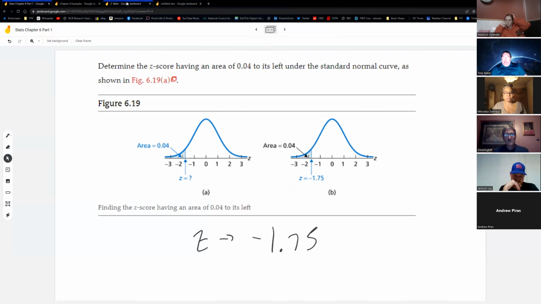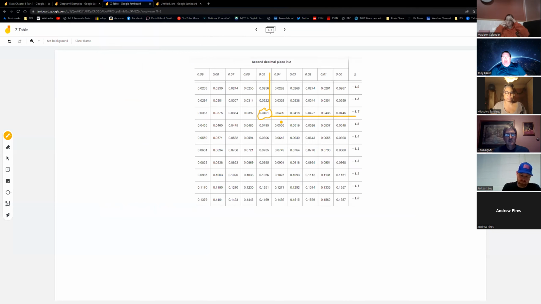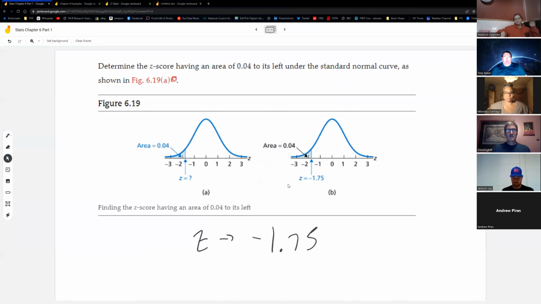Notice it wasn't exactly the 0.04. A lot of times when you're looking at the table, you're not going to get the exact value, so you're going to look for the closest one to it. Sometimes these tables can get a lot more complicated if we're doing something more precise, where you're actually looking at the third decimal place for the z-score, and you can get a lot closer. But for our purposes, 2 decimal places is fine, and 0.0401 is close enough to the 0.04. So we can go the other direction.